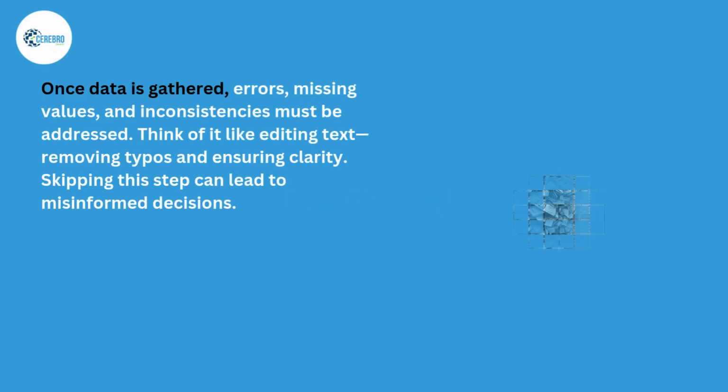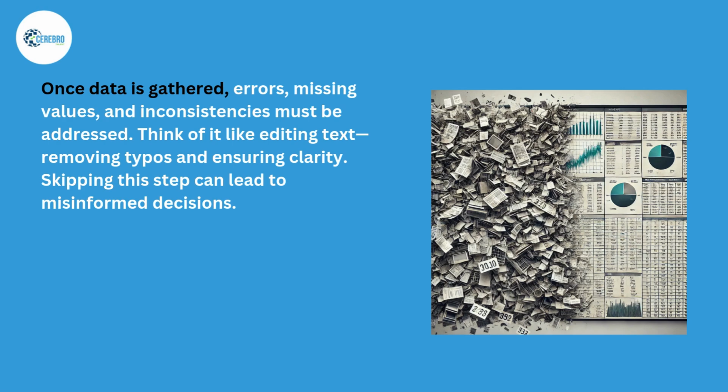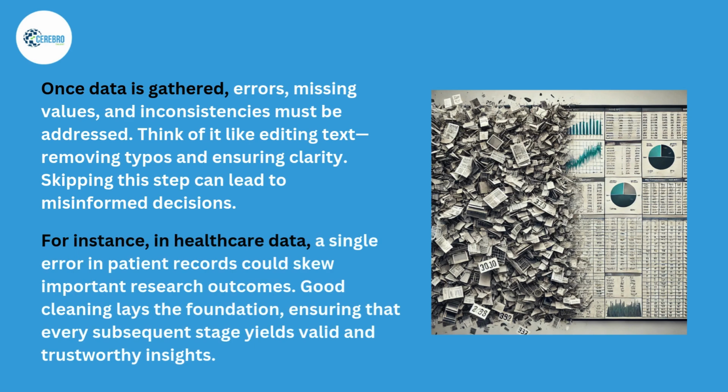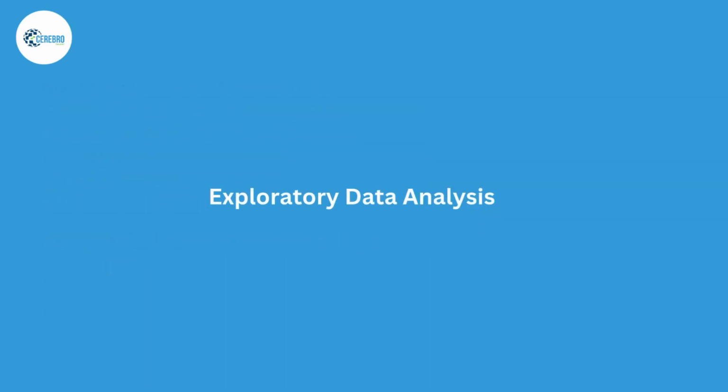Once data is gathered, errors, missing values, and inconsistencies must be addressed. Think of it like editing text, removing typos and ensuring clarity. Skipping this step can lead to misinformed decisions. For instance, in healthcare data, a single error in patient records could skew important research outcomes. Visually, you might see a short table that highlights rows with incorrect or missing entries. Good cleaning lays the foundation, ensuring that every subsequent stage yields valid and trustworthy insights.